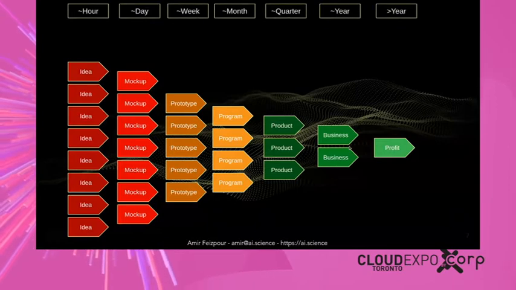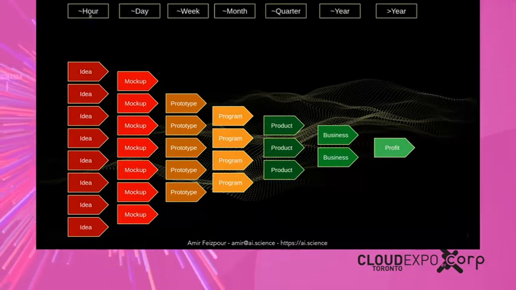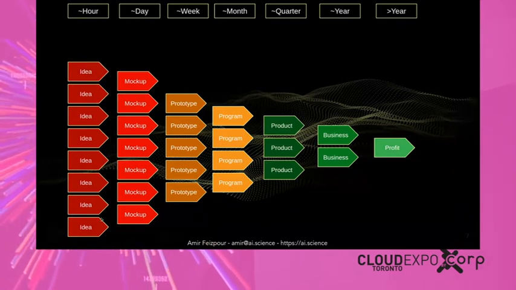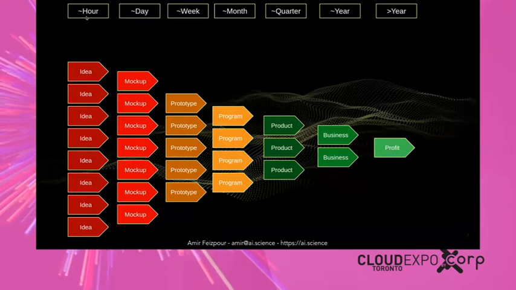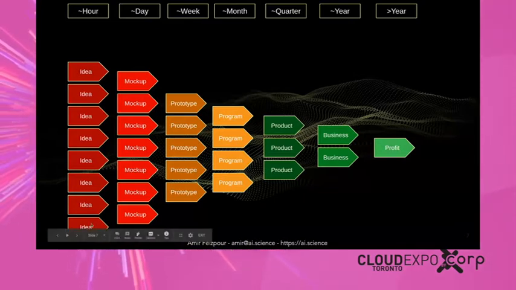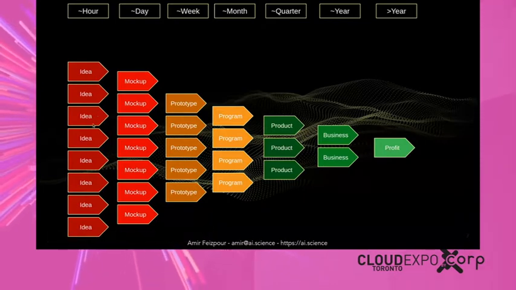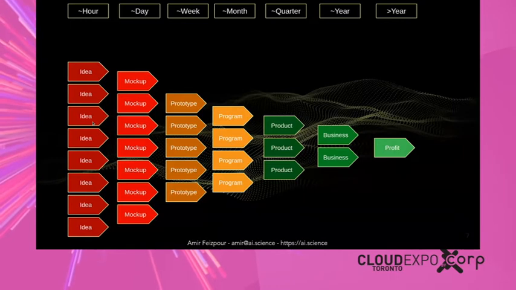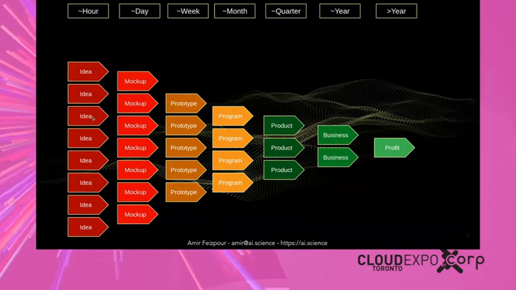In terms of time scales, the amount of time you have to spend on each of these is really inversely proportional to the number of items that you're dealing with. Initially, you have to spend on the order of hours to generate many, many ideas. If you're spending more than a few hours on generating ideas, you're probably getting too deeply into one of your ideas, which is usually a very bad idea.